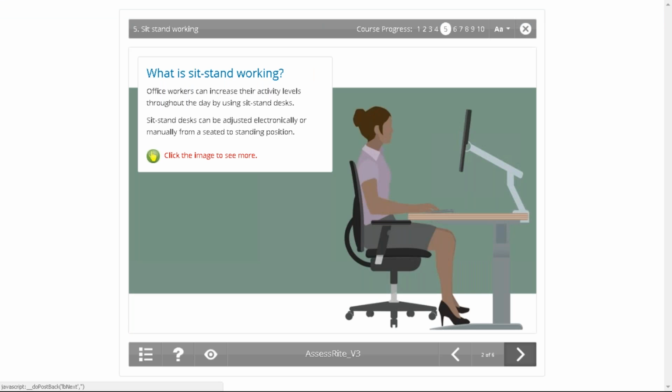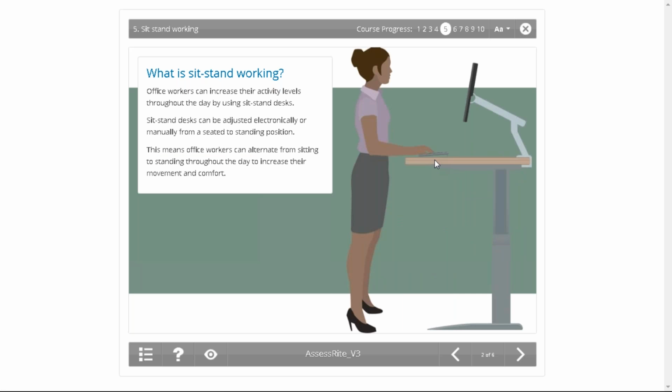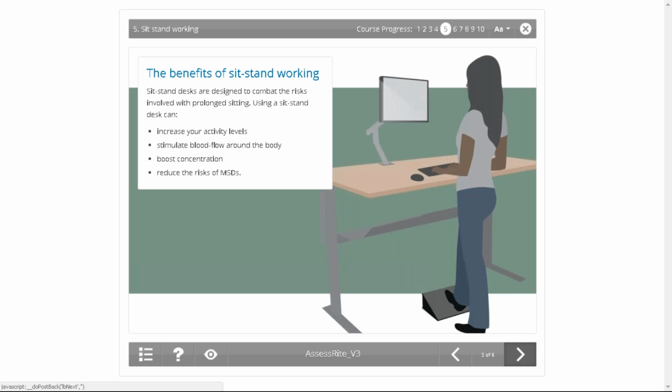Office workers can increase their activity levels throughout the day by using sit-stand desks. Sit-stand desks can be adjusted electronically or manually from a seated to a standing position. This means office workers can alternate from sitting to standing throughout the day to increase their movement and comfort. And in fact, looking around at our office now, I can see it's probably half and half with standing and sitting. Absolutely. Practice what we preach, Ellie.